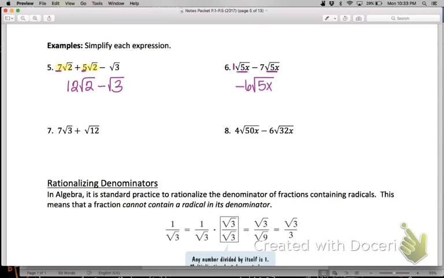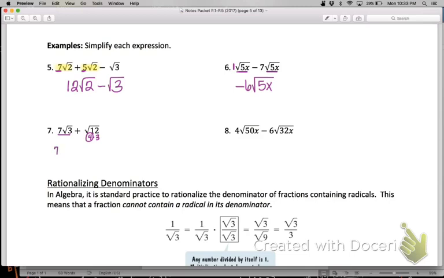Example 7 and 8, a little bit trickier because we're going to have to do some simplifying first to see if we have any like radicals. 7 square root of 3, that is already simplified all the way. But the square root of 12, I can think of that as 4 times 3, and 4 is a perfect square.